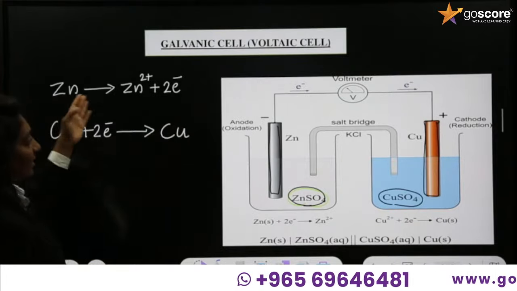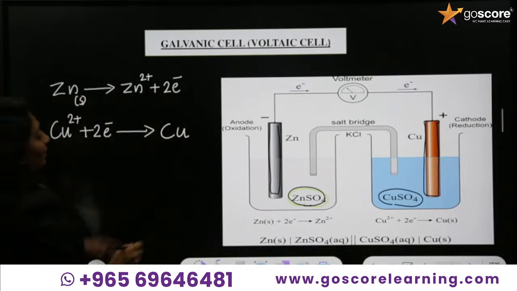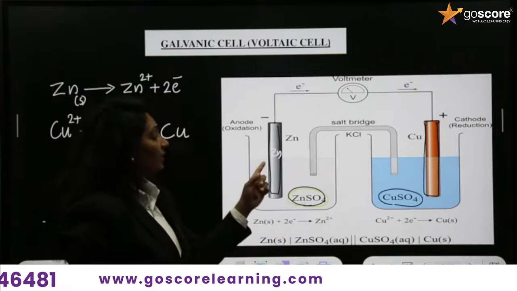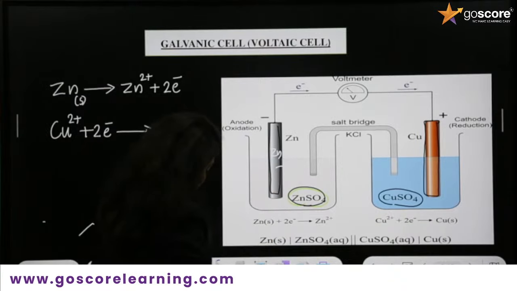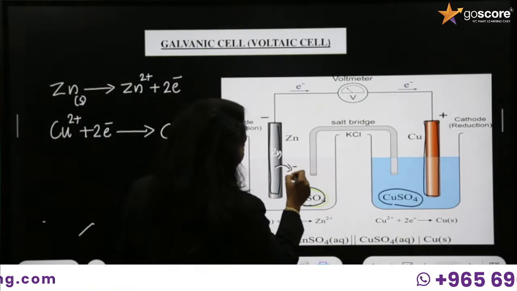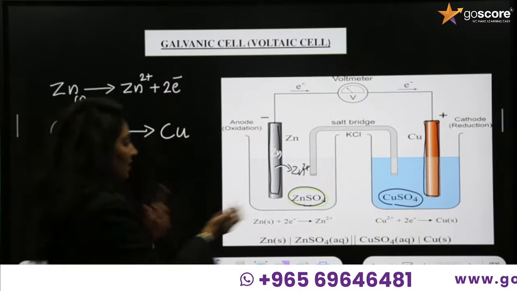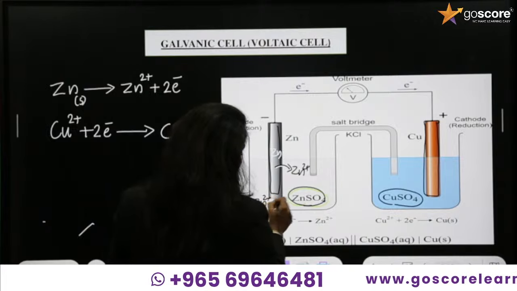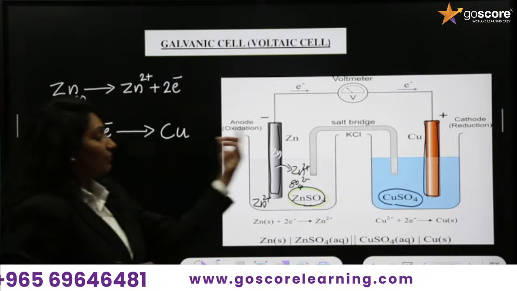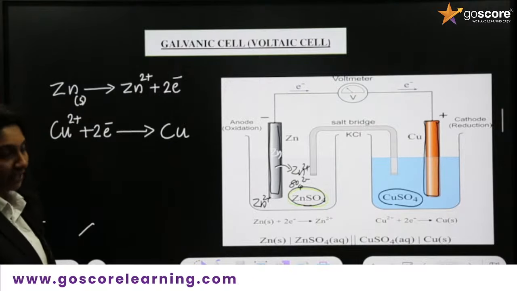Okay, so where the zinc is there, this is the zinc, right? So zinc is in the solid form. The zinc from here will be losing the 2 electrons and converting into Zn2+ and enter into the zinc sulfate solution, right? So in the zinc sulfate solution there will already be Zn2+ and SO4 2- ions. And the zinc from the metal electrode is converting into Zn2+ by losing 2 electrons, right?